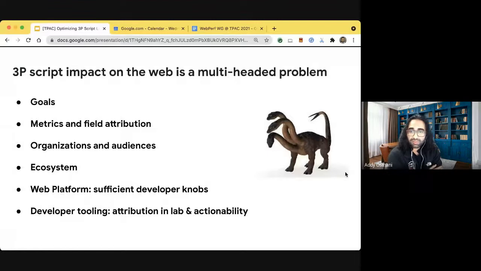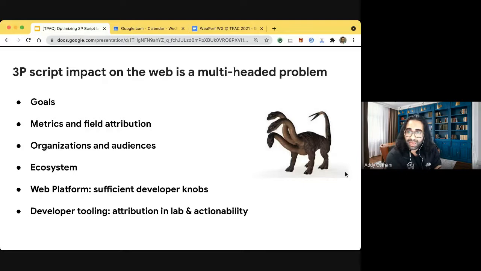So it's a multi-headed problem, and these are only some of the issues with it. The first is goals. There are sites who may care a lot about user experience, and they may also care about business outcomes. People struggle to understand how to balance those two. If people are making a lot of revenue by having certain third parties on their sites, they may have a harder time justifying putting time into the user experience benefits of maybe deferring those third parties. But ultimately, the goals don't always align.